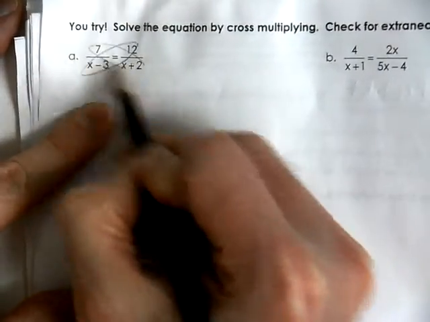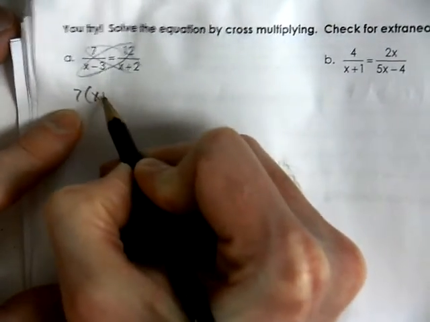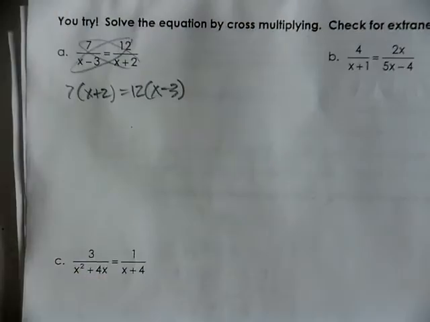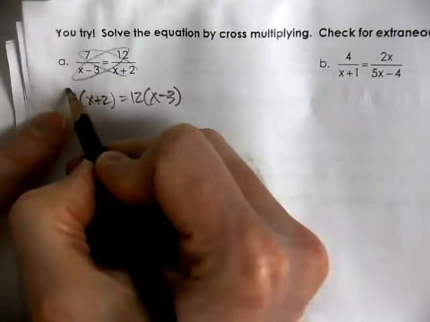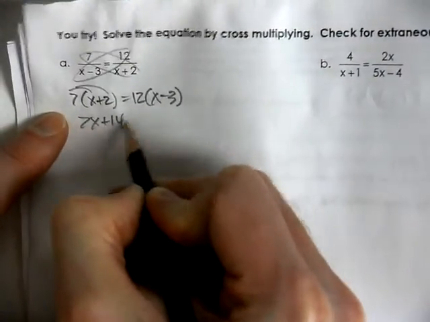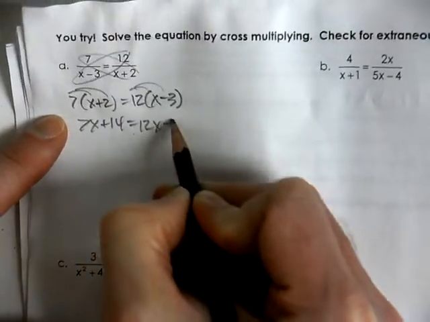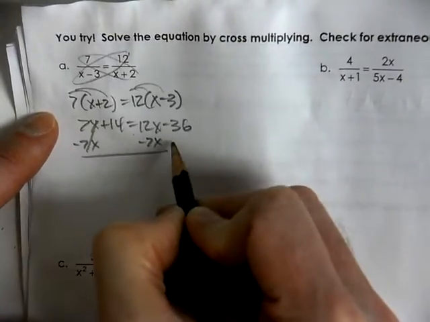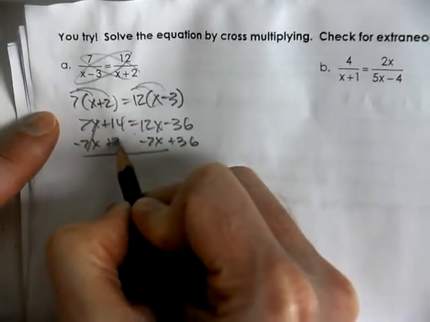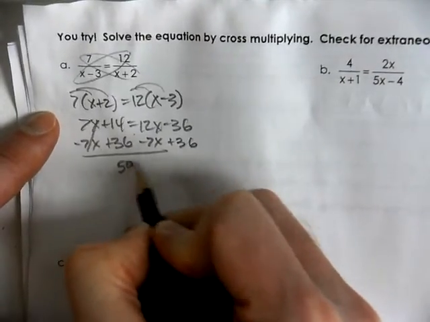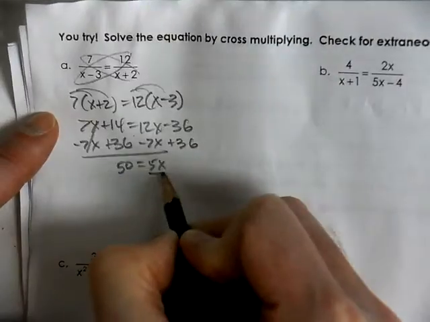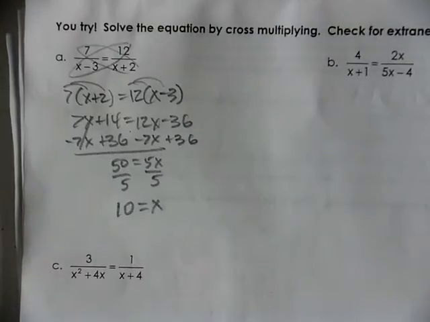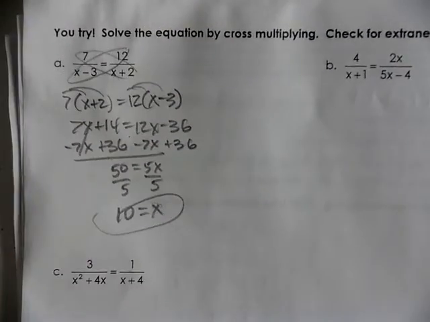So we're going to cross multiply 7 times x plus 2, 12 times x minus 3. So set up your products. Distribute through: 7x plus 14, 12x minus 36. Adding your like terms together, you get 50 equals 5x, and of course x is going to be 10, and 10 does not make the denominator 0. So that's my answer.